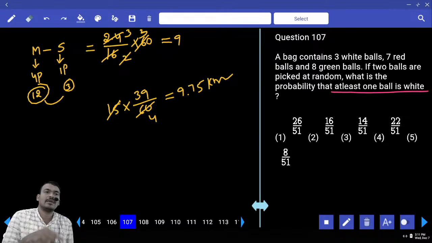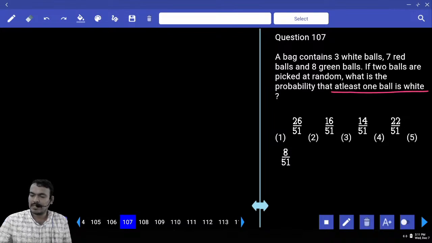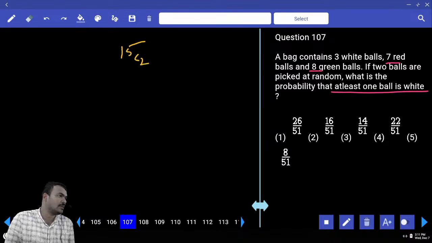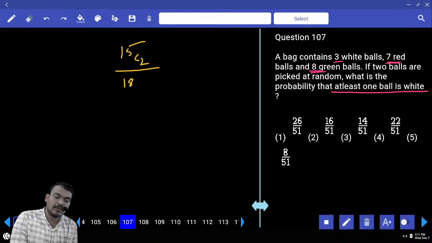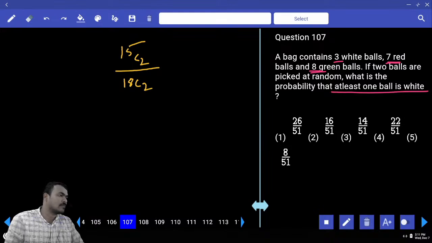What is the negative case? Other than white. First, other than white, how many balls are there? 7 plus 8, 15 balls. Then do we write 15 C2 or 15 C3? 15 C2. It is the event size. What is the sample size? 3 plus 7 is 10, 10 plus 8 is 18. 18 C2. N of E by N of S. That is the probability of other than which one? White. But we require at least white, so we take total probability minus the probability of other than white.